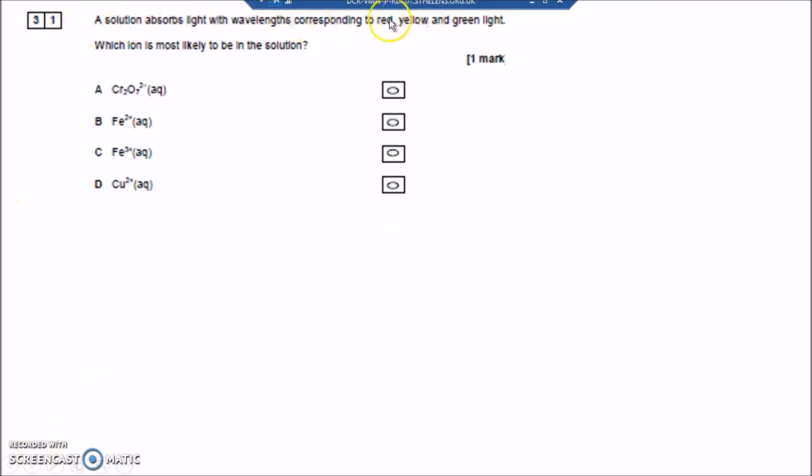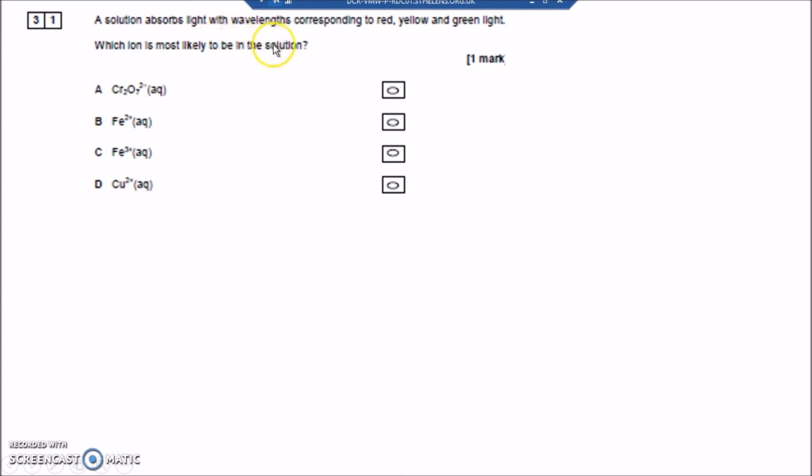Question 31. Once you're over the first part, the next part is just whether you've revised thoroughly and you know the colours of these ions. The solution absorbs light with wavelengths red, yellow and green. So if it's absorbing red, yellow and green, the colour that it's not absorbing is blue. Blue must come through and hit the retina of your eye. And so this solution will appear blue.